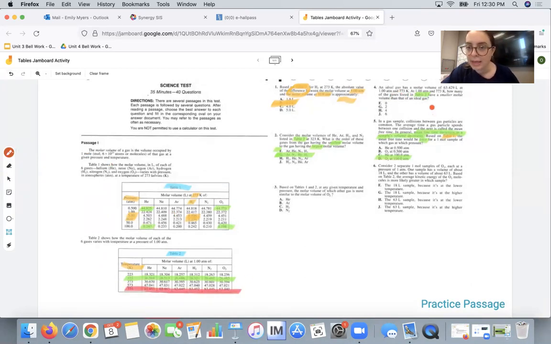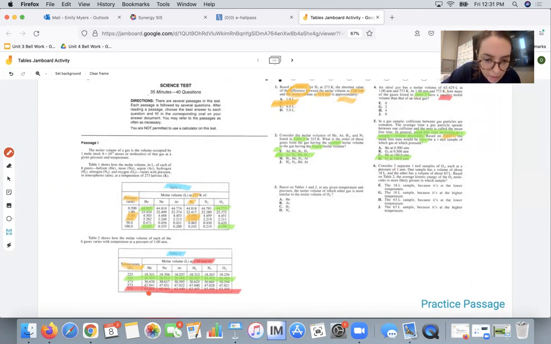Okay, and it has a volume of 63 at 1 atmosphere. This whole thing's at 1 atmosphere. So it has a volume of 63.429. Okay, these are all about that. How many of the gases listed have a smaller volume than this gas? So how many of these are smaller than 63.429?